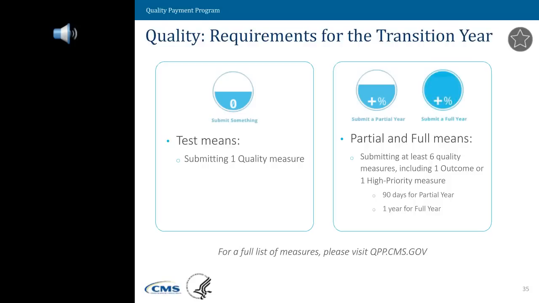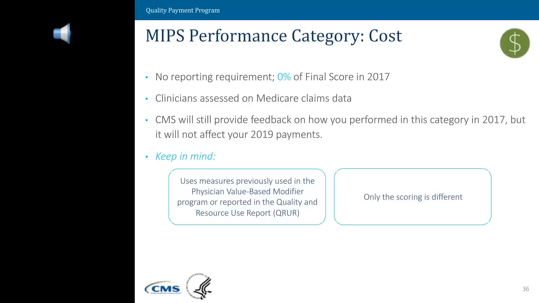Let's move on to slide 36, the cost performance category. So we haven't talked too much about cost, and the reason why we haven't is because we're actually not assessing cost for payment purposes in this first year. Rather, we will be calculating the cost performance category based off of your claims data that you submit to us. And we will provide you feedback on how you performed on the cost category.